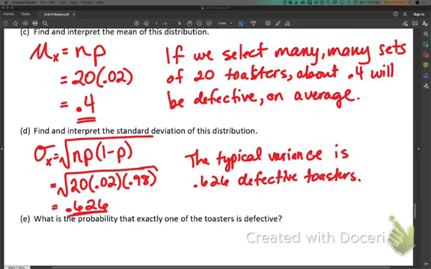So again, if I get one that's defective, I should not be shocked out of 20. If I get 0 that are defective, I should not be shocked out of 20. But if I get 2 or more that are defective, I'm probably going to be surprised.